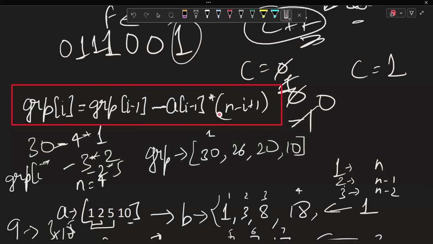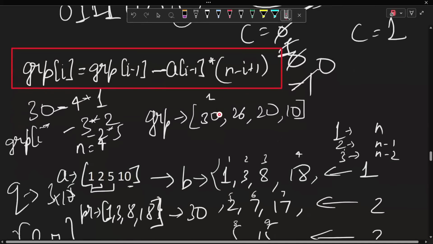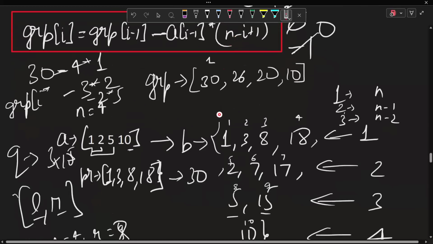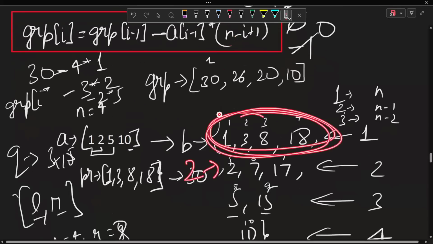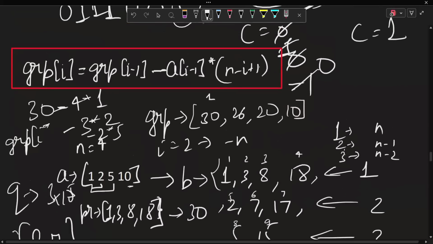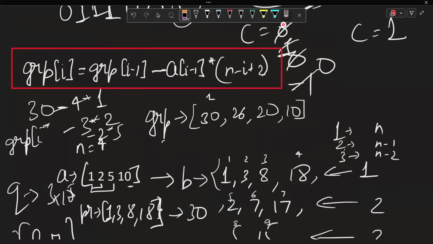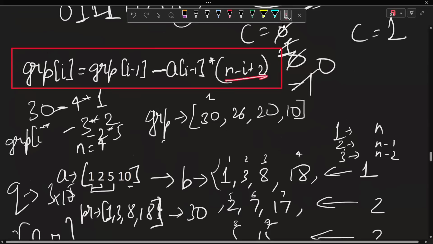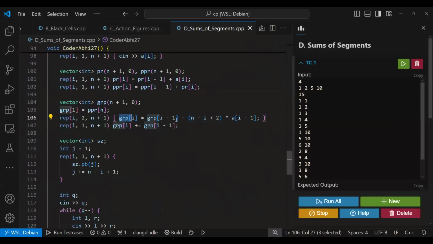Okay, so for the first group, if I want to compute for the first group, I would subtract... Yeah. If I'm computing for the second group, the first group is of size n. So for i equal to 2, I needed to subtract n times. So if I'm writing n minus i plus 2, then I can subtract n times. For i equal to 2, this would result in n. So a correction here is this would be n minus i plus 2.